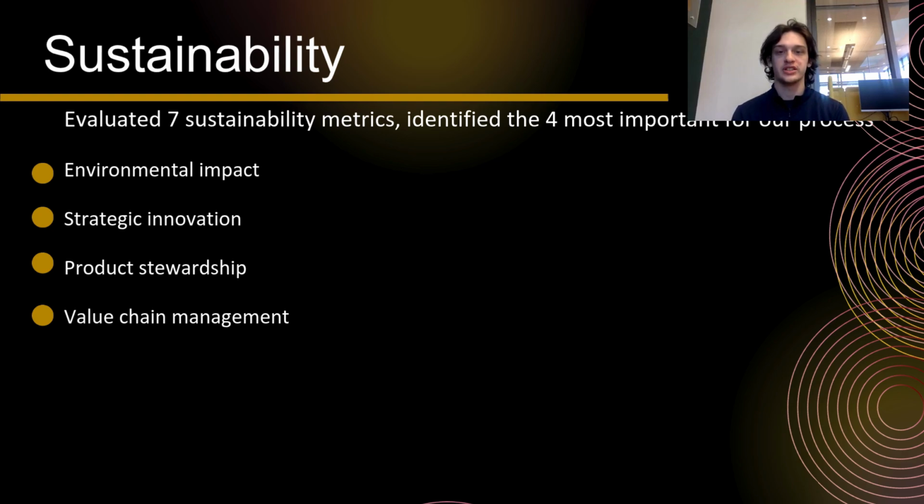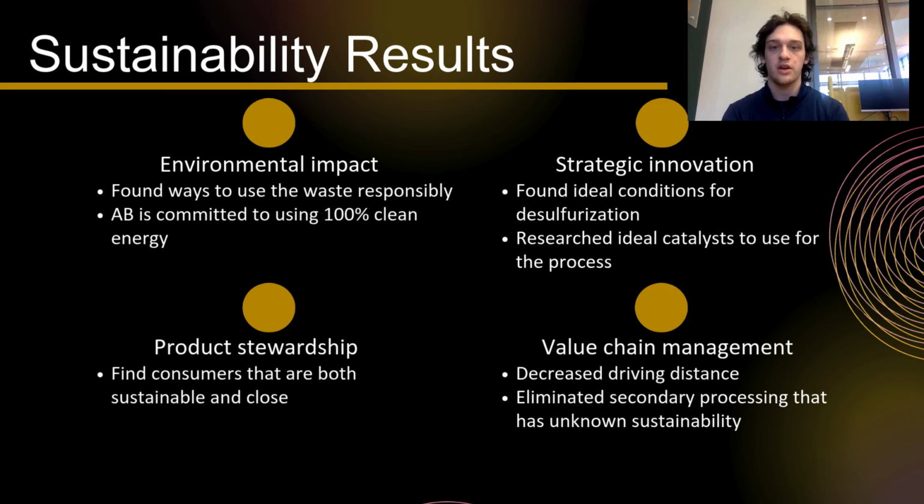Our team evaluated 7 sustainability metrics and identified the 4 most important for our process. These were environmental impact, strategic innovation, product stewardship, and value chain management. By evaluating these metrics, we found the following ways to maximize the sustainability of our process.